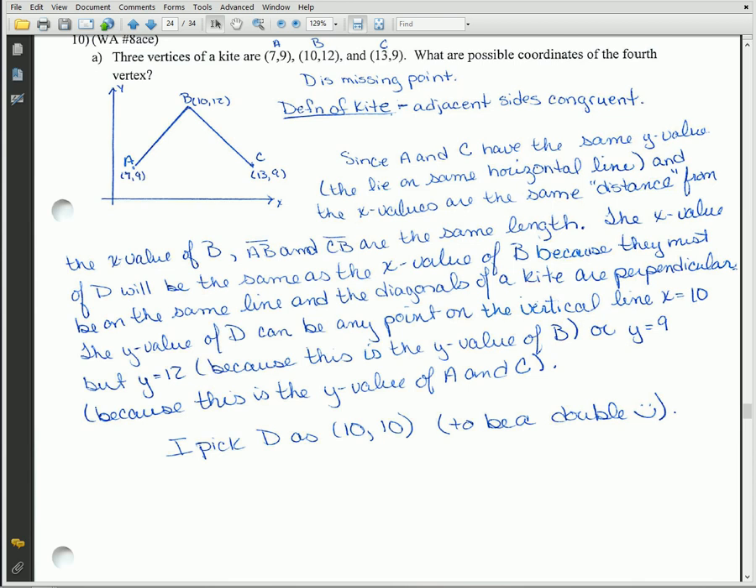It can actually be any point on that line, except it cannot be Y equals 12, because it clearly cannot be the point (10, 12). And Y cannot equal 9, because then it would be a triangle, not a kite. So we can rule those two out. You just pick any one, and I picked (10, 10), just because I like the point (10, 10).